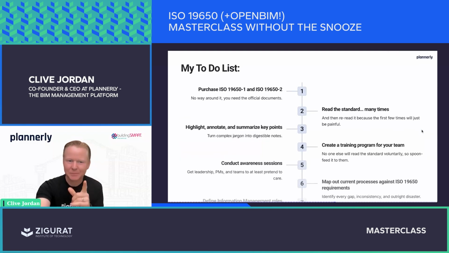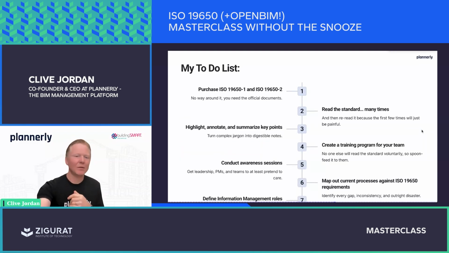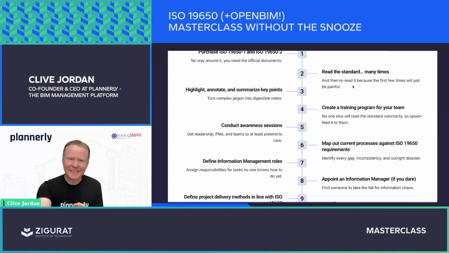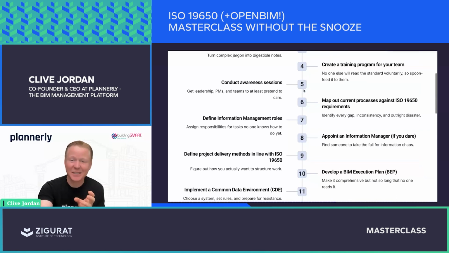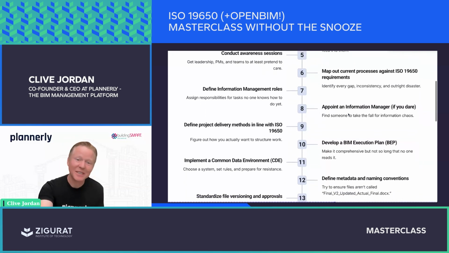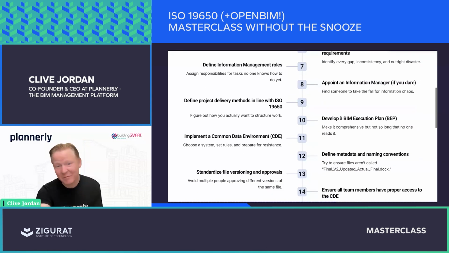We can cover a lot more of this, but if you want to do this, wow, it's a long list of things that you're going to need to do. They range from starting off by purchasing the standard, understanding it, reading it, not just parts 1 and 2, but obviously security and safety and all of the other parts that are really important to the whole workflow. I mentioned reading it and rereading it, and it's something you need to read a few times to make it stick. You need to go through this and share it with others. You need to understand the complex jargon. You need to map out the processes, identify your gaps. You need to define roles and responsibilities. You need to appoint an information manager.